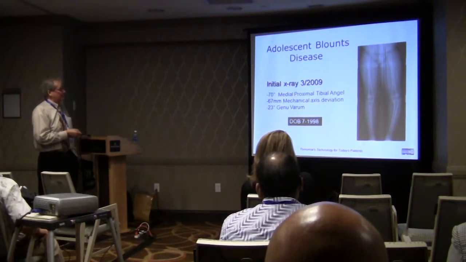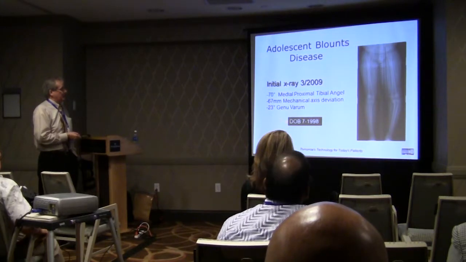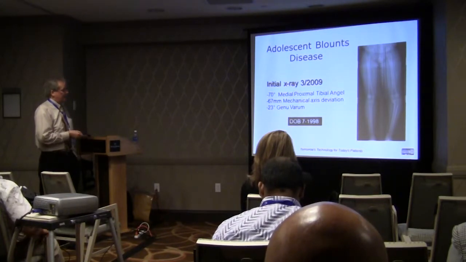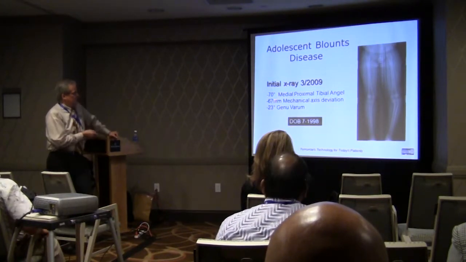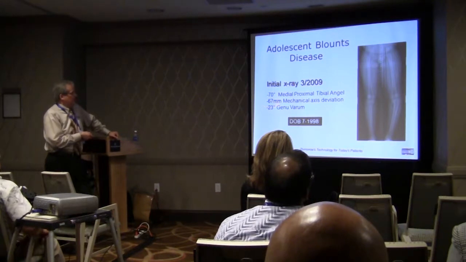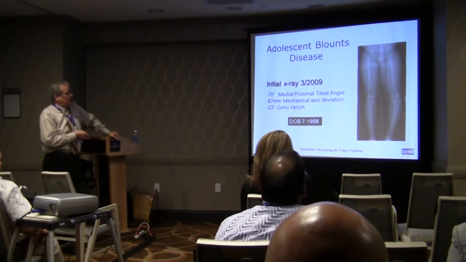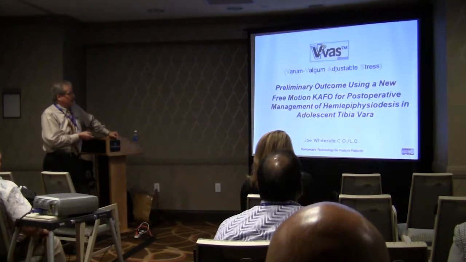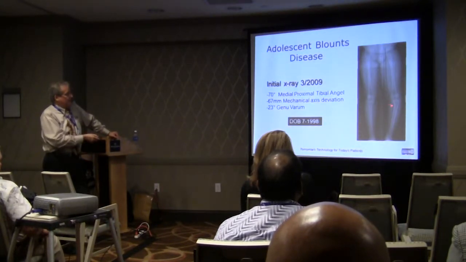The initial X-ray was taken in March 2009. The patient was 11 years old. These are the original measurements, and I won't get into the specifics of this due to the time. If you have any questions specific to these, I'll let you know afterwards. But you can see the actual deformity, right over here. That collapsation of the medial tibial condyle area, the varus alignment, tibia vara.